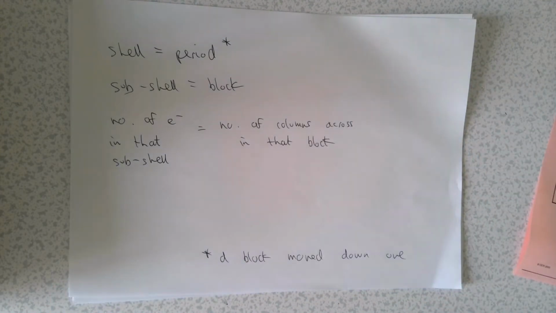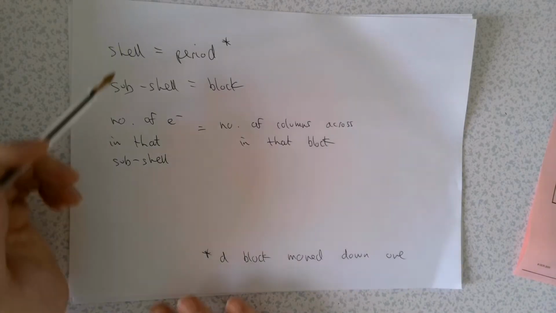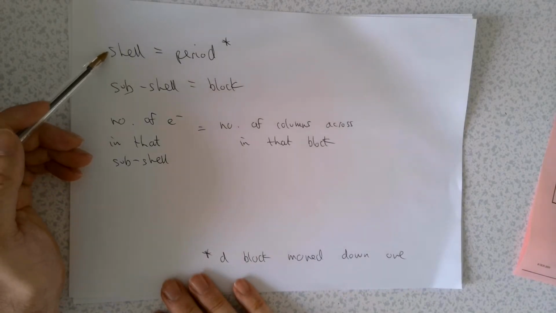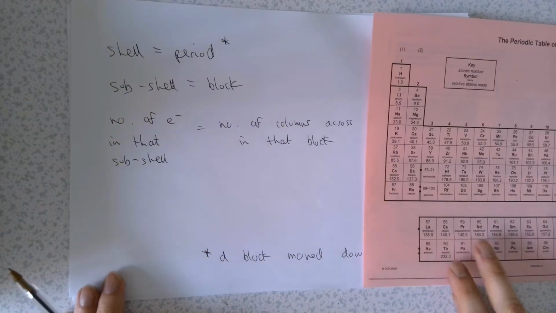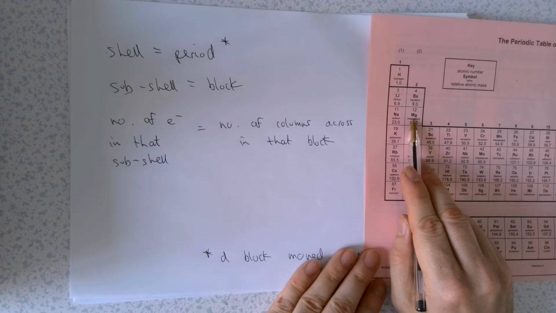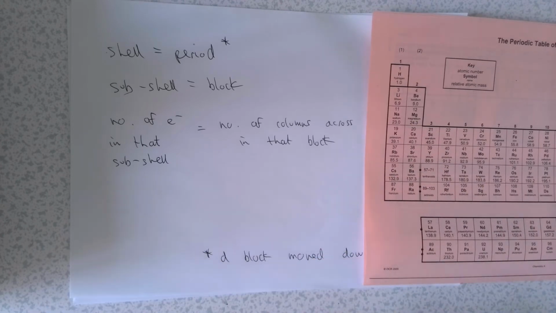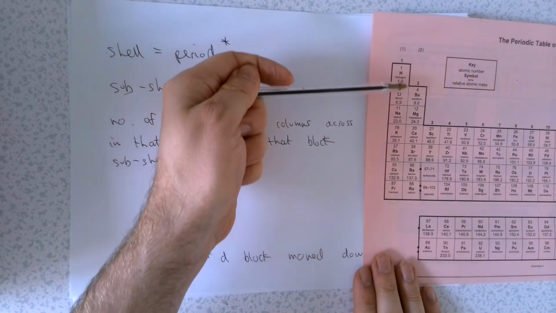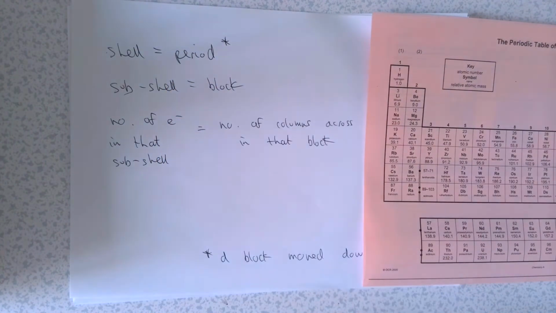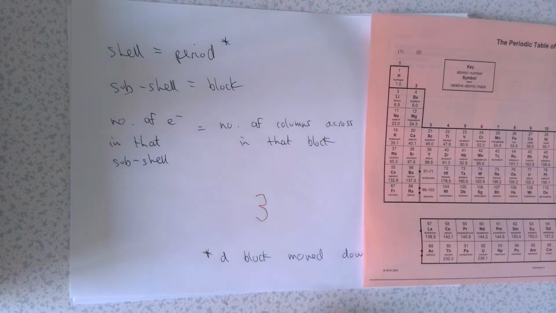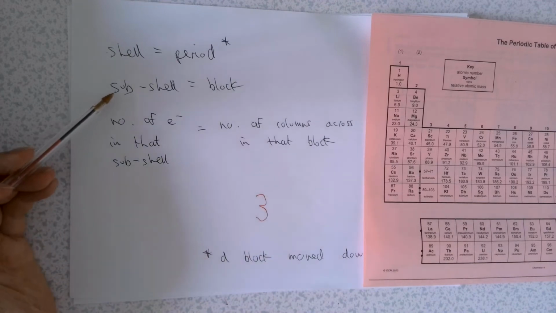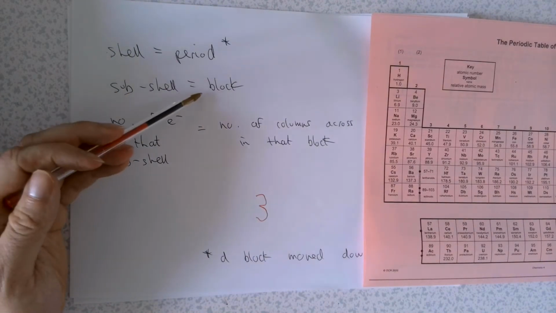If you want to know where the outermost electron of an element is, the shell will be equal to the period number. So if you've got a periodic table yourself at home, grab it out. Let's look at magnesium. Magnesium's period is period 1, 2, 3, because periods go across. So magnesium's outermost electron is in shell 3. The subshell where the outermost electron is, is the block.